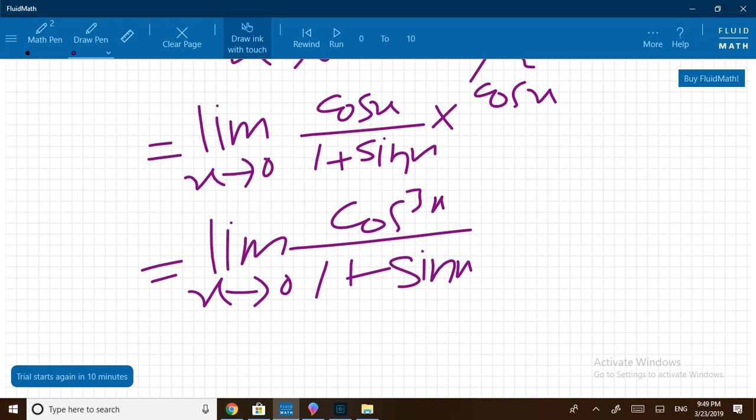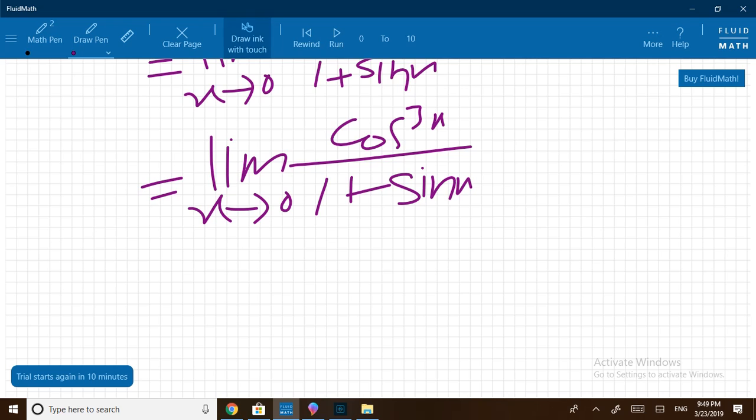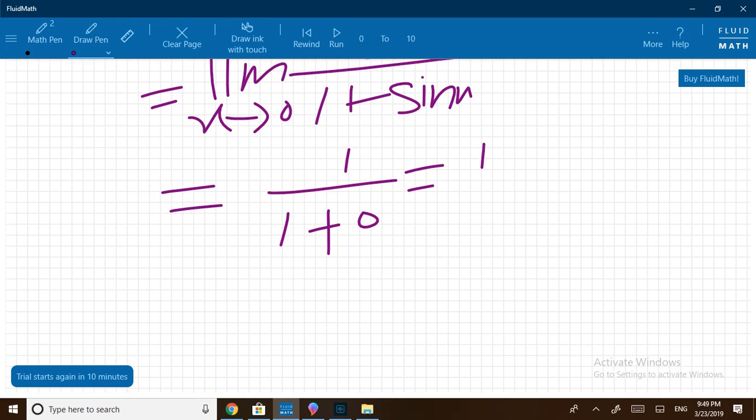Now it is not an indeterminate form, so we will not apply the L'Hopital rule. We will apply the direct limit. After applying the direct limit, cos 0 is 1, and 1 plus sin 0, which is 0, gives 1, so it is equal to 1.